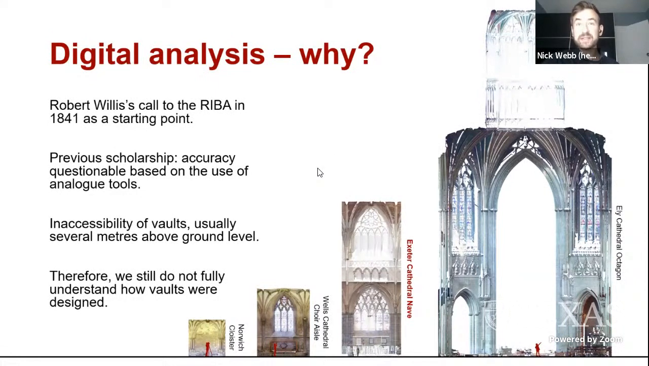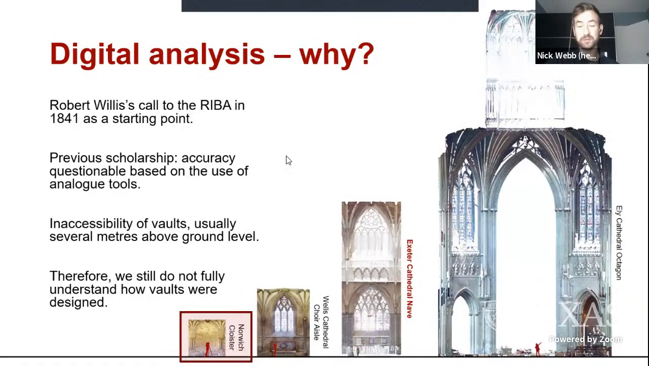And we can see that here. This is Norwich that I've highlighted at the bottom for you. So this is just 4 meters above ground level, so it was easy for Willis to access using a step ladder or equivalent. I've added people for scale here, by the way.